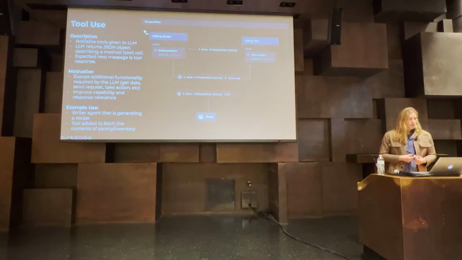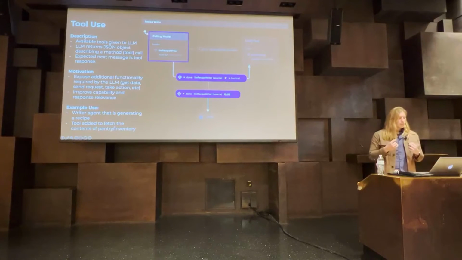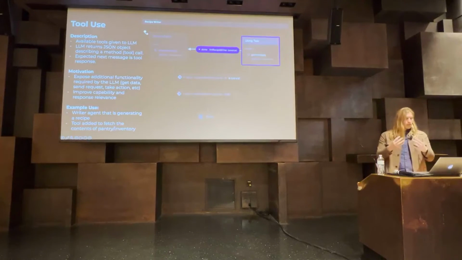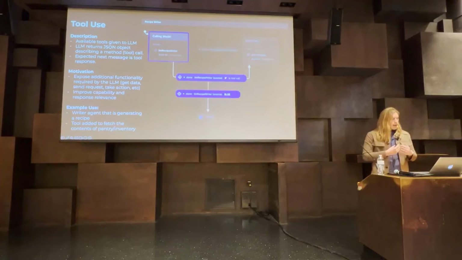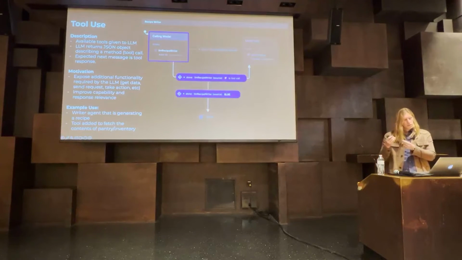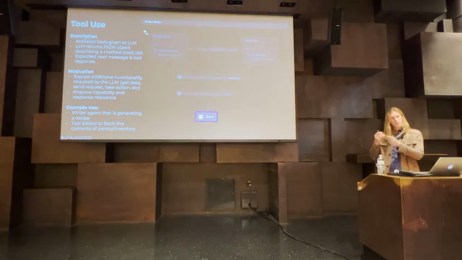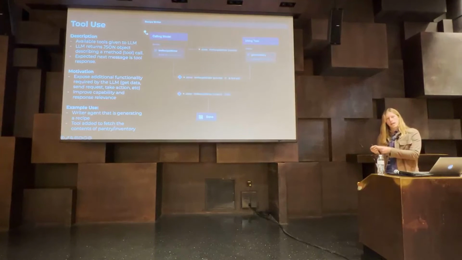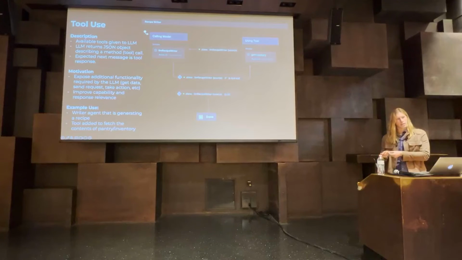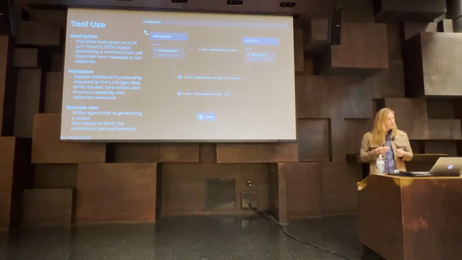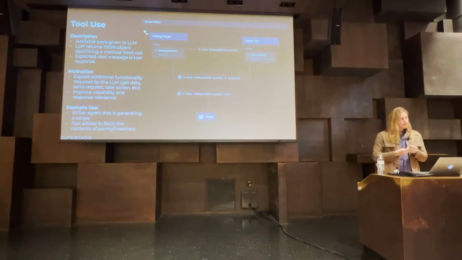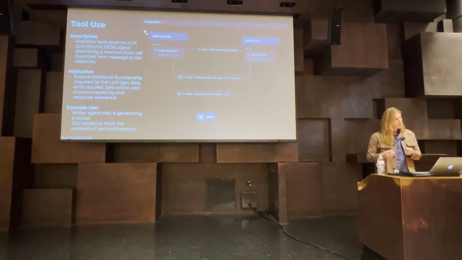So in this example, we have a recipe writer, which is just creating a recipe, say, to make tacos. And it has an available tool called Get Inventory to check the available ingredients on hand so it can produce a recipe using exclusively those available ingredients, right? So it could just make a generic recipe, but by giving it access to more data through tool use, we can dramatically improve the response relevance.